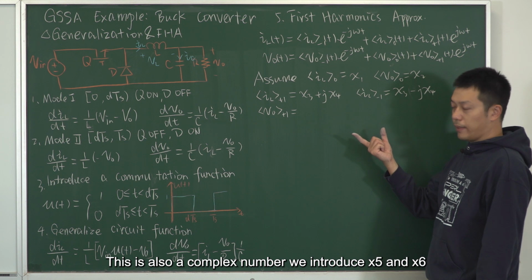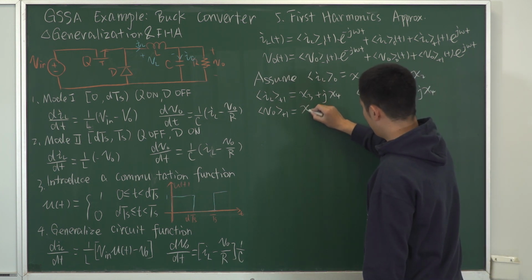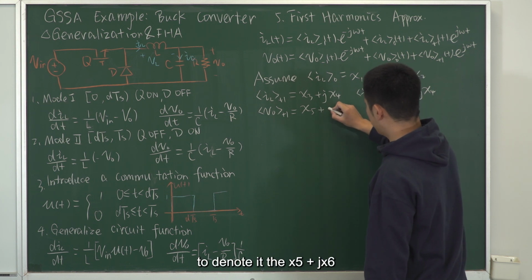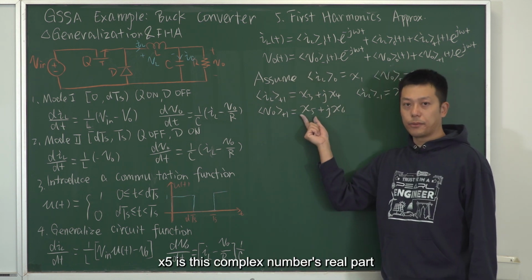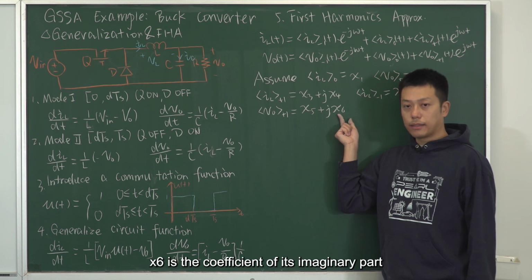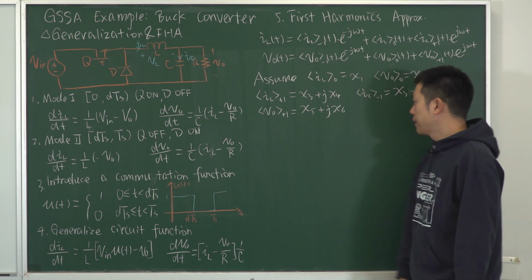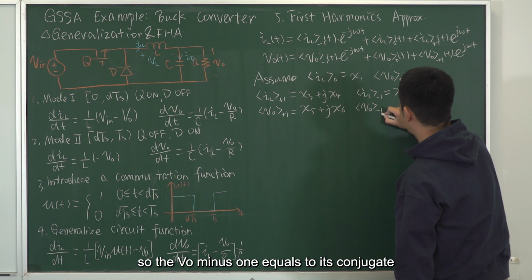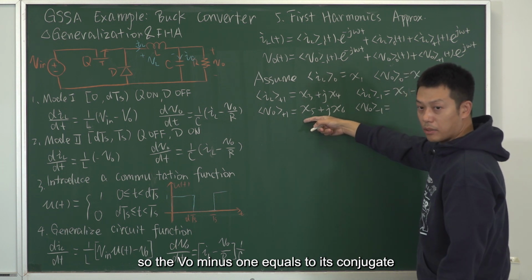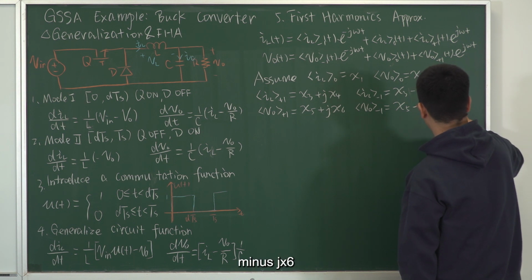And the next one is the VO plus 1. This is also a complex number. We introduce x5 and x6 to denote it. So x5 plus jx6. x5 is this complex number's real part. x6 is the coefficient of its imaginary part. So VO minus 1 equals its conjugate, x5 minus jx6.